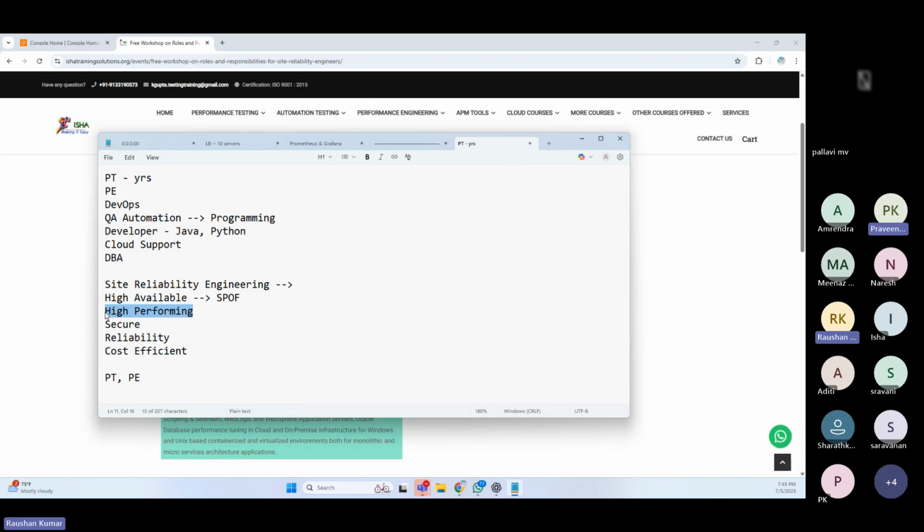Roshan, sorry to stop you. Can you brief about what you mean by single point of failure? Yeah, that's what I meant. Single point of failure, SPOF. So we have only one web server. If that web server goes down, what will happen to your application? The application will crash, it will be downtime. Any single issue which brings the application down is called a single point of failure.